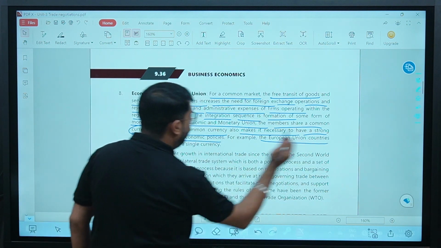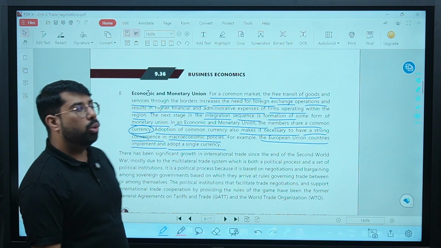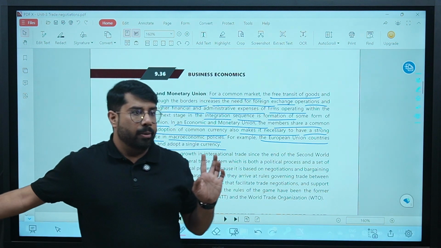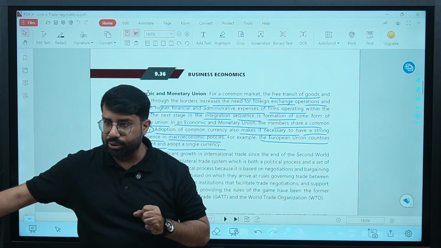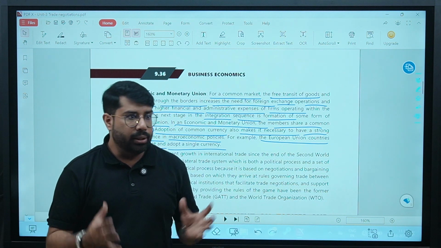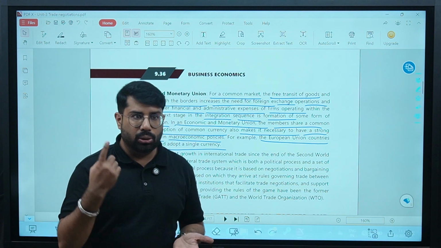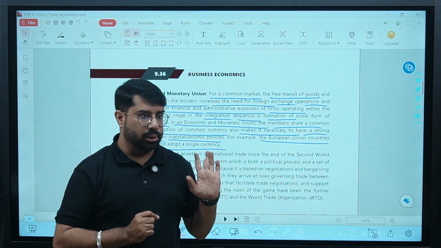For example, the European Union countries implemented and adopted a single currency. EU countries, what they have done? EU countries have adopted a single currency whenever they will transact. This makes it easy for them to control the foreign exchange. It makes it easy for them to do the transactions easily. The accounts are prepared easily. The records are prepared easily because the currency which is being used is a single currency.